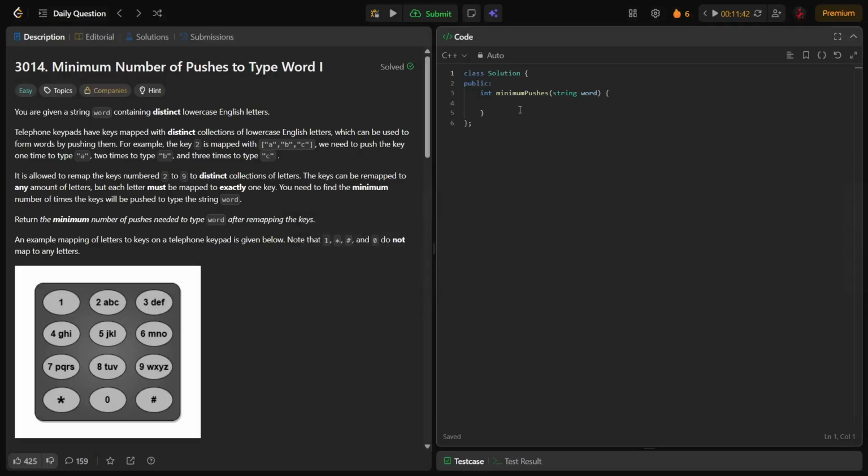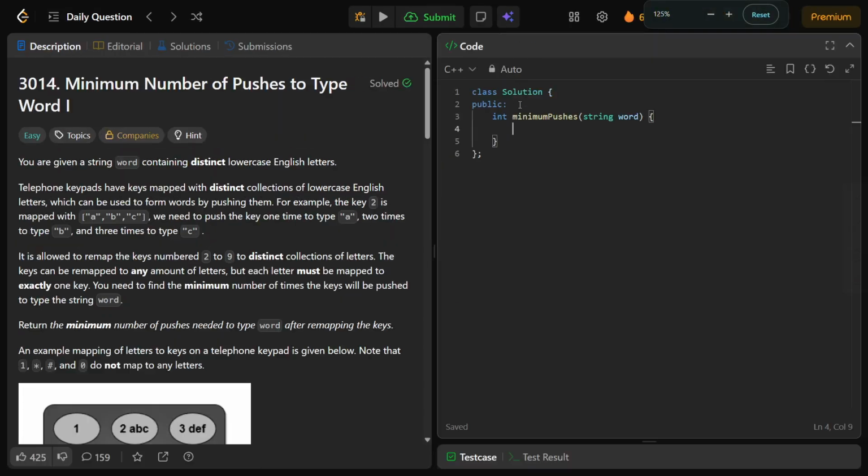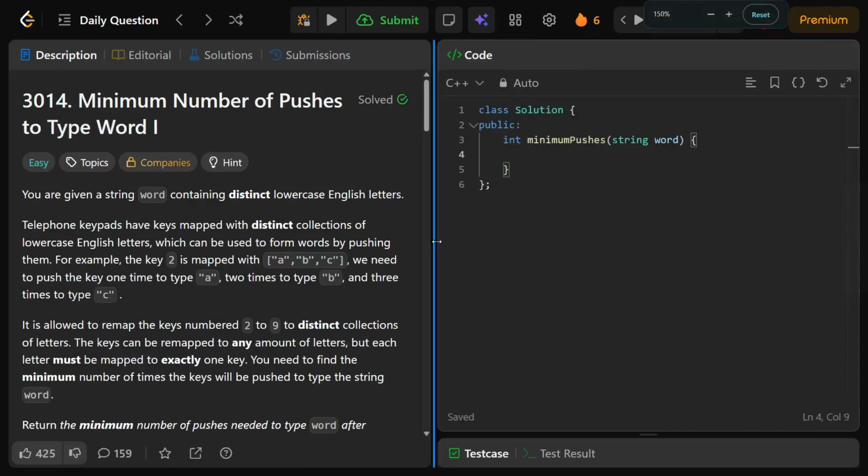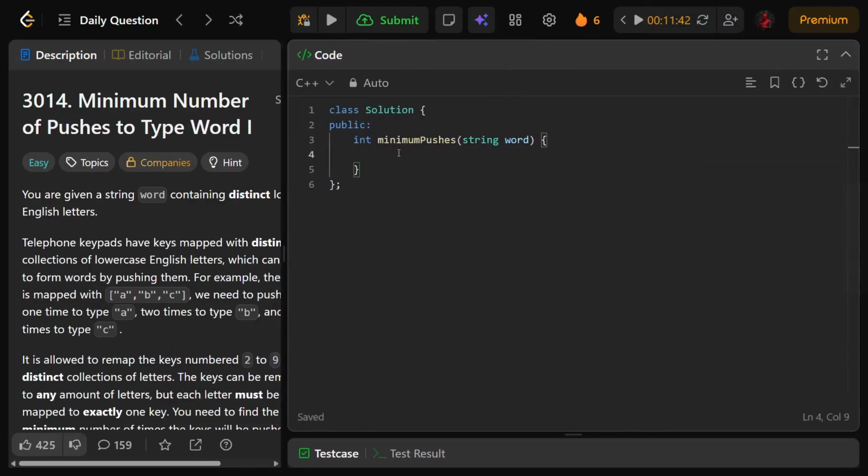So let's code it up. Now we need to just take care of word dot size. So at max, how many pushes will you be doing? At max, four pushes you will be doing. Okay. So my pushes will be from 1, less than or equal to 4, pushes plus plus. And your answer is gonna be 0 in here, like total pushes we can say.